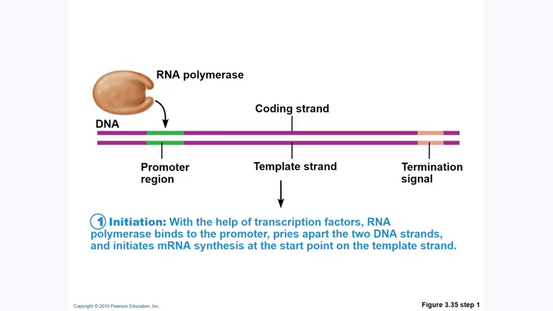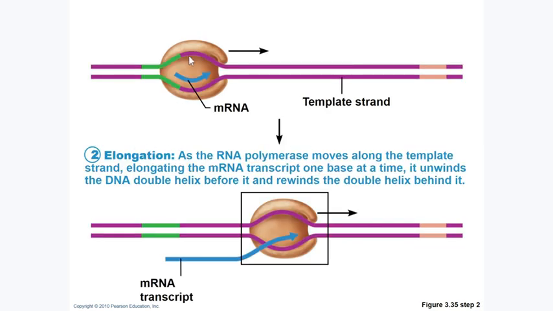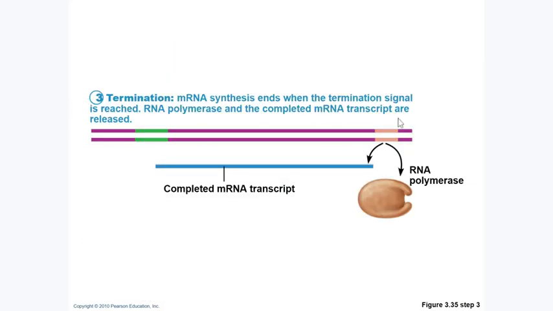So, like I said, here's a close-up look at what this is doing. RNA polymerase binds to the promoter region with the help of transcription factors, and it pries the 2 DNA strands apart and initiates mRNA synthesis from the start point. Elongation: as the RNA polymerase moves along the template strand, the elongation of mRNA happens 1 base at a time as it unwinds the DNA helix and rewinds it behind it. And then termination, it gets to the end over here and it pops off and mRNA removes itself.